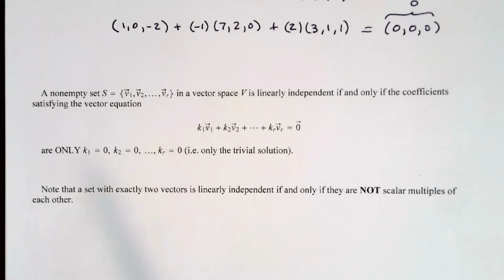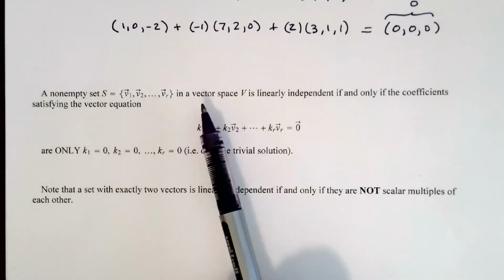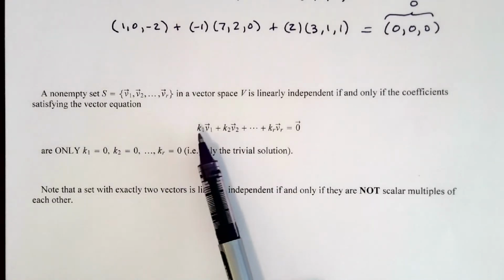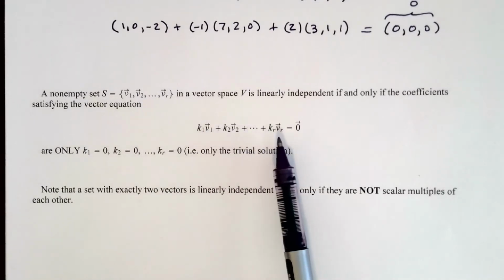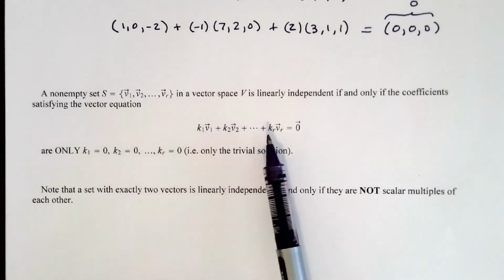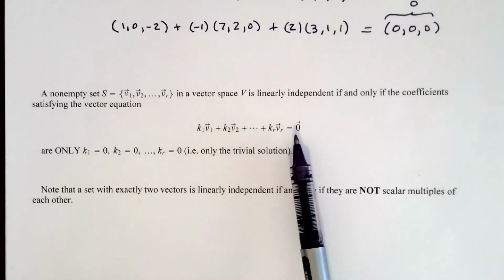So what we're going to do is, if we have a set of vectors in a vector space and we want to know if they're linearly independent, we're going to look at this equation. We're going to take each vector and form a linear combination of those vectors. Remember what that is? Well, these k1 through kr are scalars, and we want to set them equal to the 0 vector.